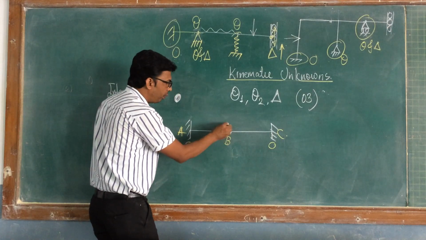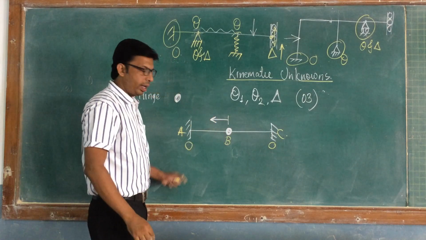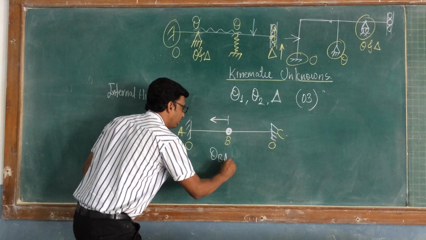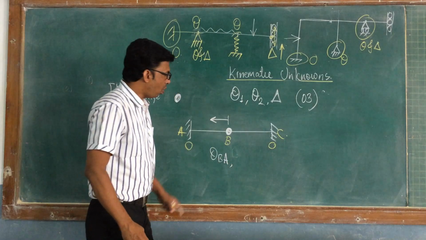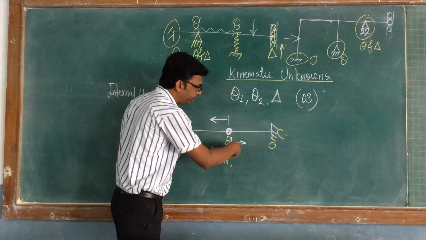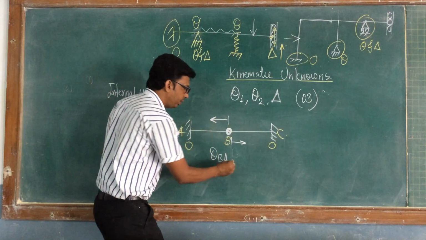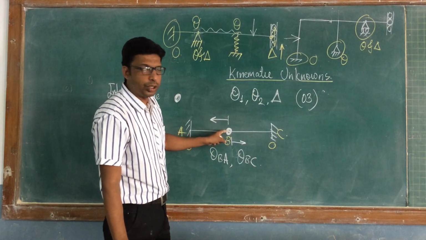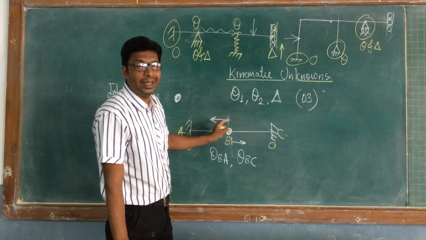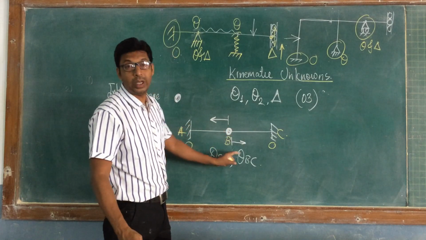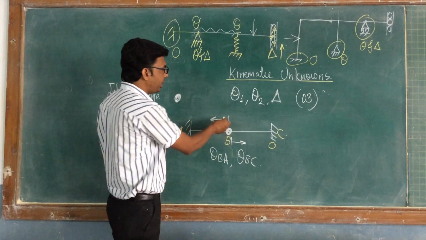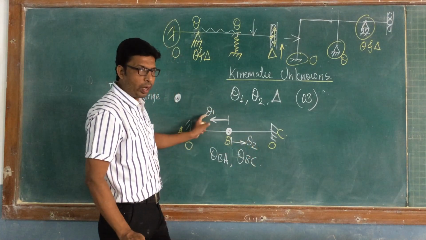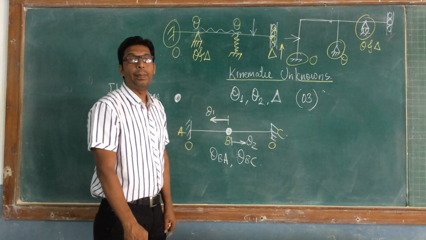One rotation is of the A to B span, which is called theta BA. One rotation is of the B to C span. It means at this point, the internal hinge, the left and right portions of that internal hinge will be subjected to different rotations. And that's why these two rotations are different. This is theta 1 and this is theta 2. Theta 1 means theta BA and theta 2 means theta BC.